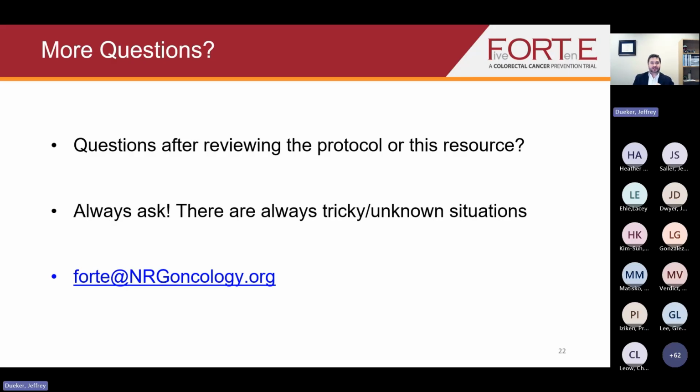Another really good question: are sessile serrated lesions and sessile serrated adenomas the same? The answer is yes. So a sessile serrated lesion, or SSL, is essentially considered an SSA, or sessile serrated adenoma. Good.